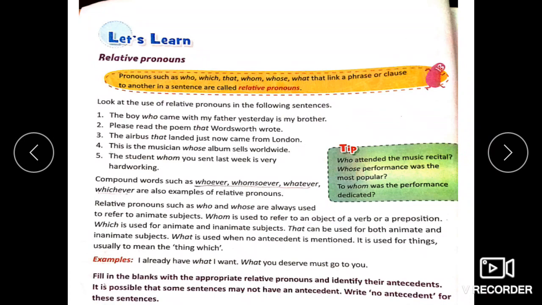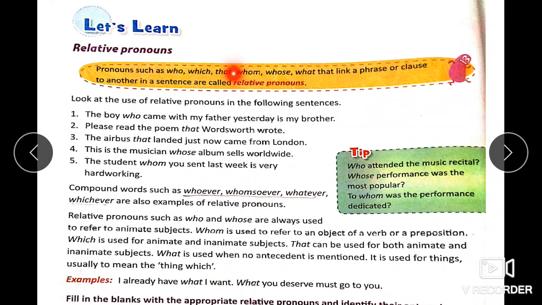Now, relative pronouns such as who, which, that, whom, whose, what, that link a phrase or clause to another in a sentence are called relative pronouns. Apart from these words, compound words like whoever, whomsoever, whatever, whichever are also used as relative pronouns. Let us see some examples.